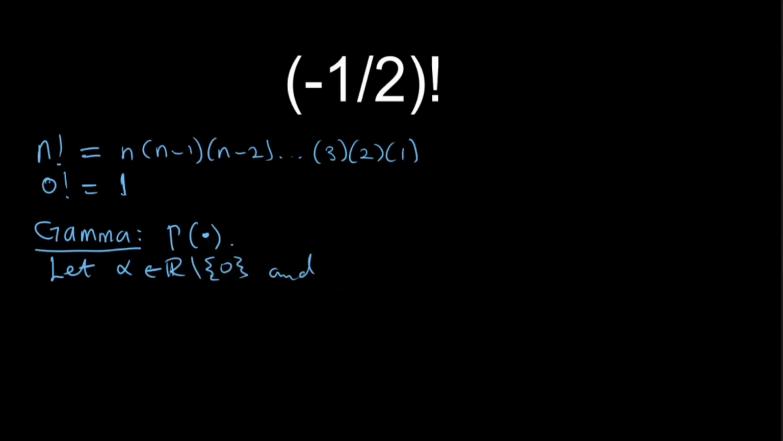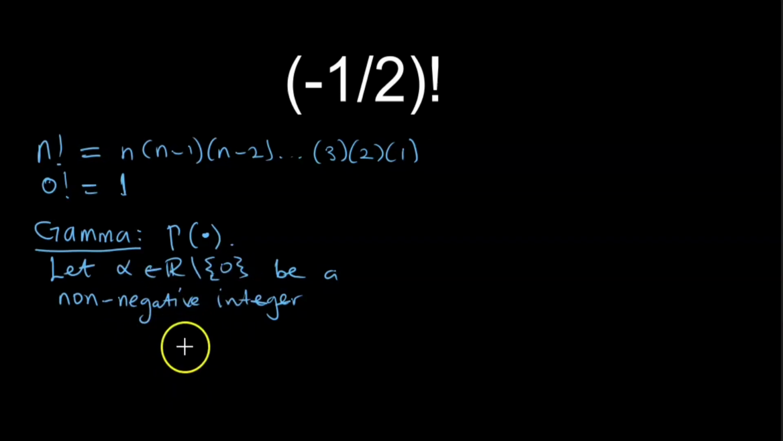Let me put it this way. Let's have a non-zero real number which is not a negative integer. In other words, suppose we have a real number that is not a negative integer and it's not 0, then the gamma function can be defined on such a real number. This is the definition of the gamma function.